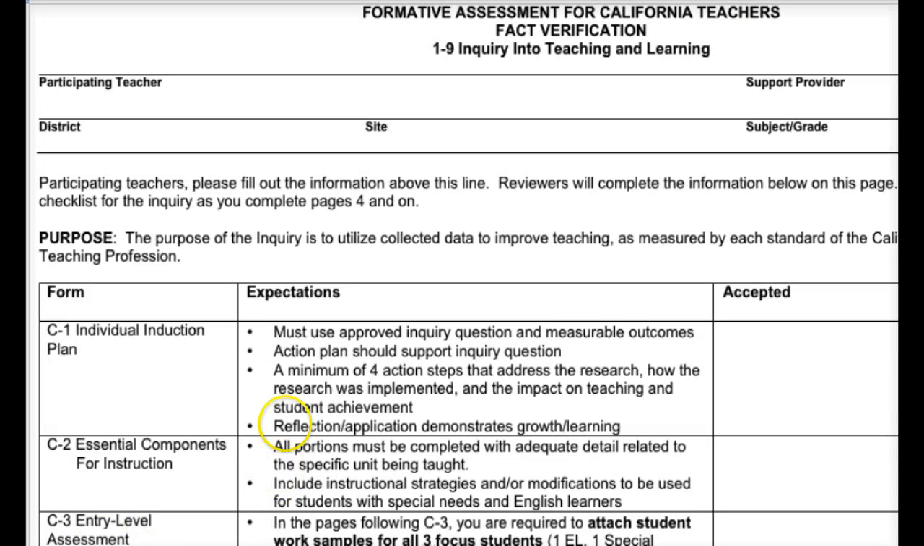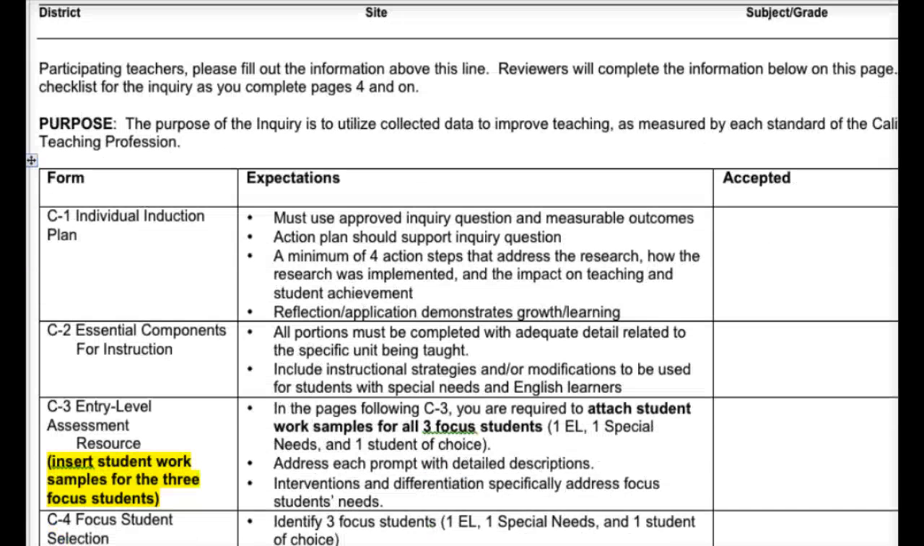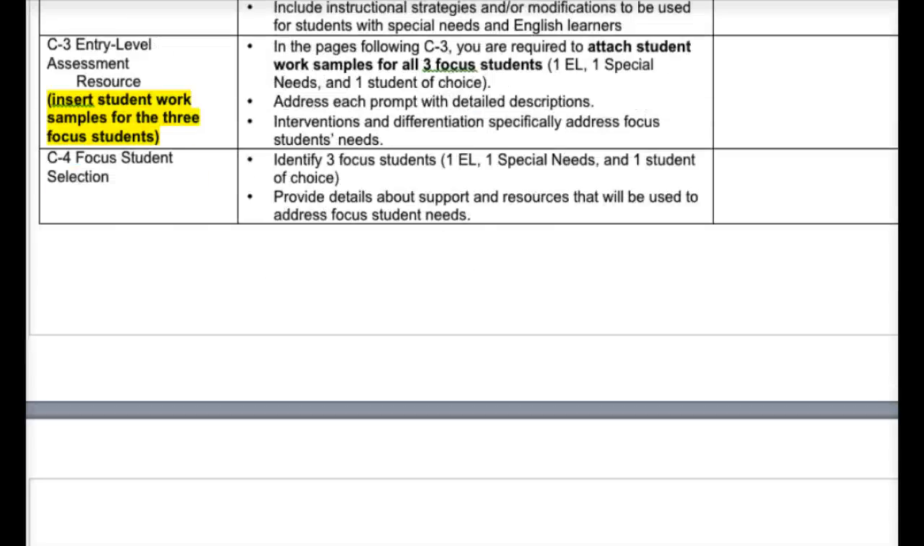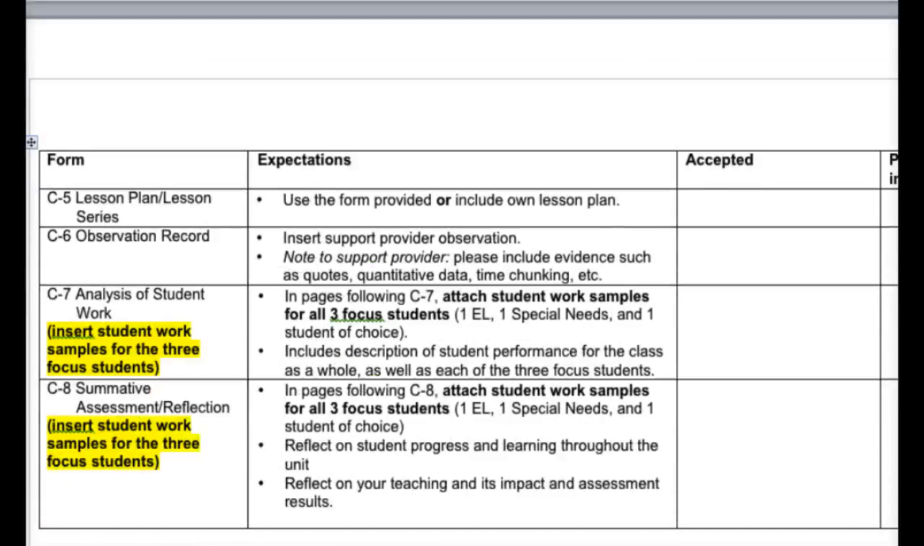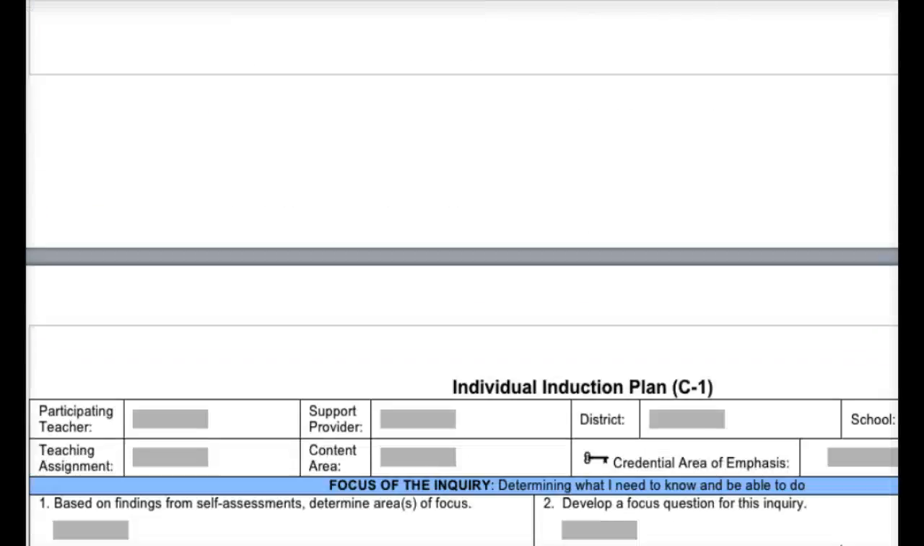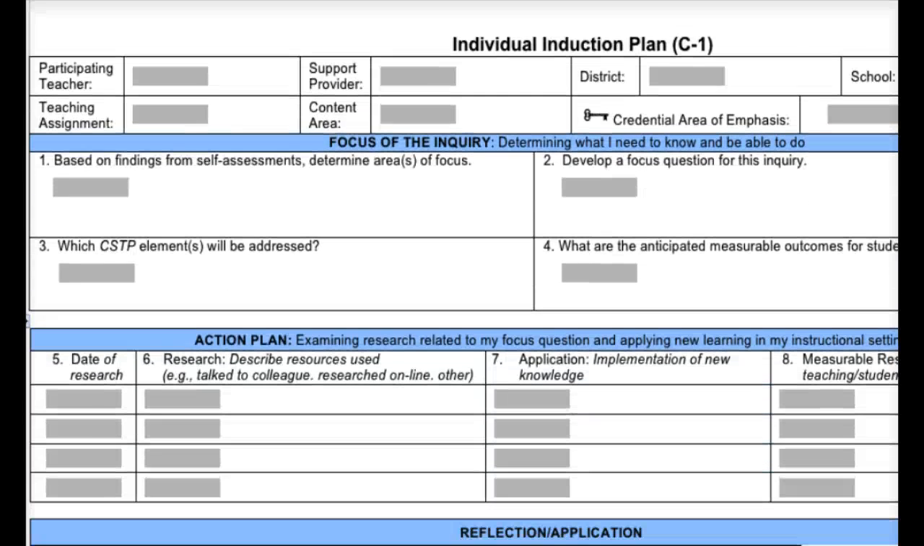Here we have the first page of the documentation of our inquiry. This is called FACT Verification. Once again, you see the form, the expectations, and this is where the support provider and second reviewer mark their initials or signature to say they've reviewed this with the participating teacher and it is in fact complete. As we scroll down, we begin to see the actual documents. The first one is called the Individual Induction Plan. That has a separate description.